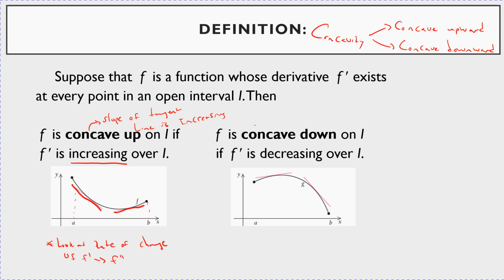F is concave downward on some interval I if f prime is decreasing over that interval. So when we say concave downward, the slope of the tangent line is decreasing. Look, from A to B, the slope of the tangent line is first positive, and then negative. So the slope of the tangent line is decreasing, it's going down. The rate of change of the first derivative is decreasing for concave downward, and for concave upward, the rate of change of the first derivative is increasing.